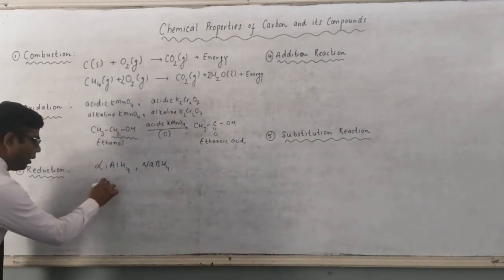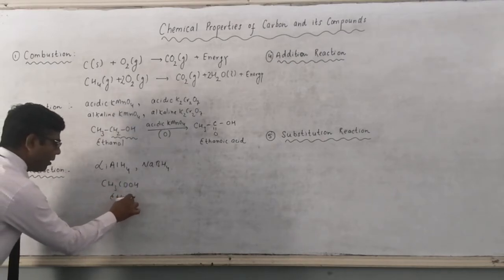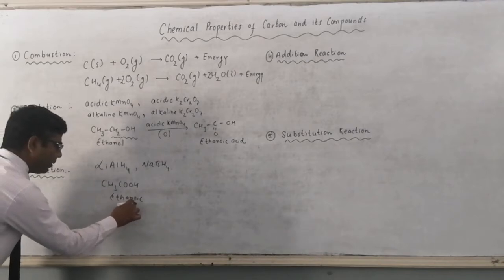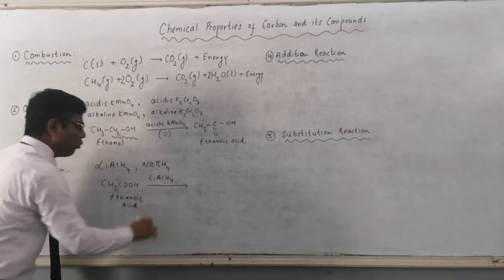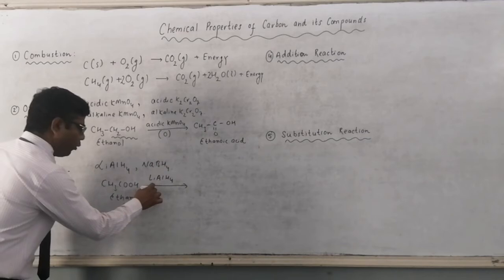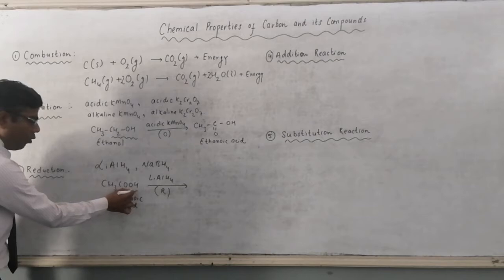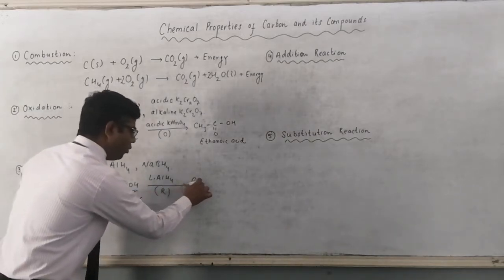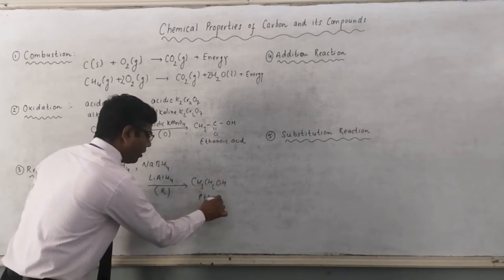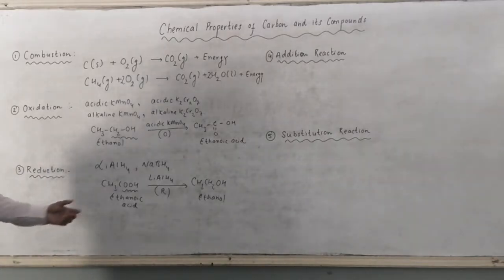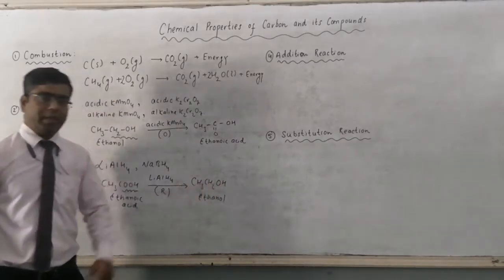Now, if CH3COOH, which is called ethanoic acid, is taken with reducing agent lithium aluminum hydride, then ethanoic acid undergoes reduction, as a result of which COOH unit gets converted to CH3CH2OH, and now we obtain ethanol. See the change. COOH unit gets converted to CH2OH unit.